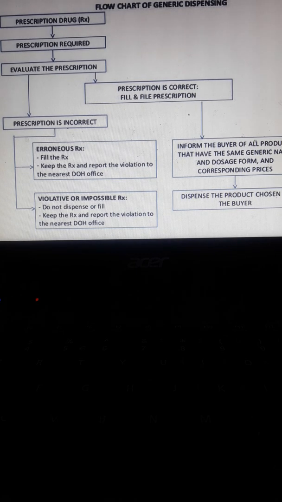And if the prescription is incorrect, that belongs to erroneous, so fill the prescription, keep the RX, and report to the DOH for the violation of prescriptions. And for a violative or impossible RX, do not dispense, keep the RX, and report the violation to the nearest DOH office. So this is considered to be the basic rule in dispensing generic drugs here in the Philippines.